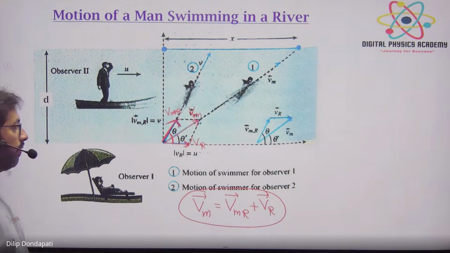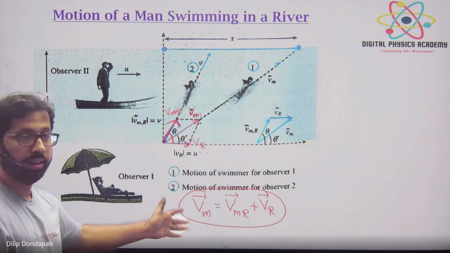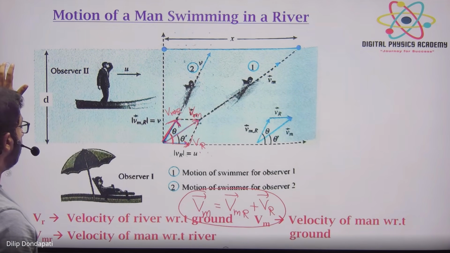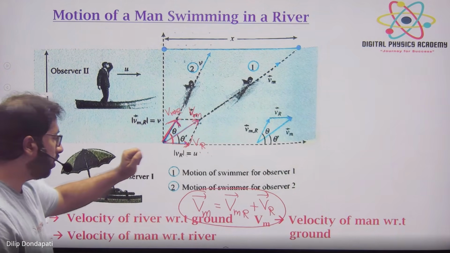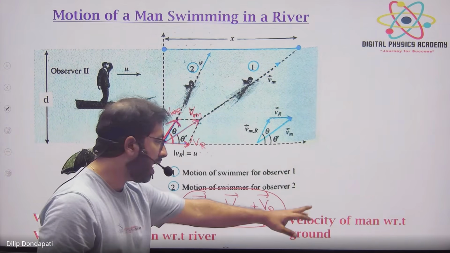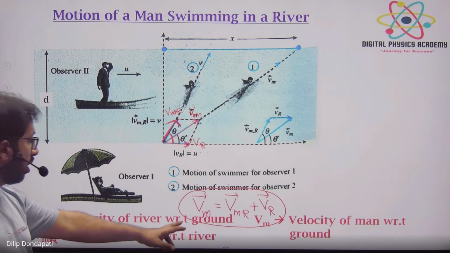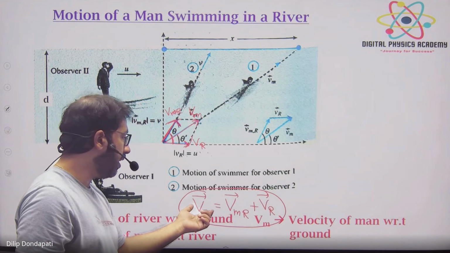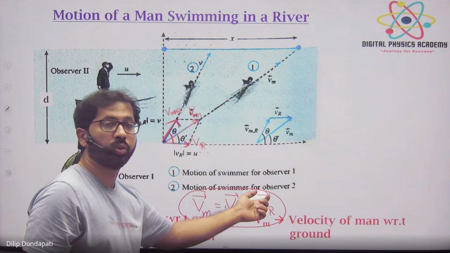Okay, done with this one? Now look at the same diagram. We have to know these terminologies. What does VR mean? Velocity of river with respect to ground. VM is velocity of man with respect to ground, and VMR means velocity of man with respect to river. Understood? We have to learn these three terminologies: velocity of man with respect to ground, velocity of man with respect to river, and velocity of river with respect to ground.